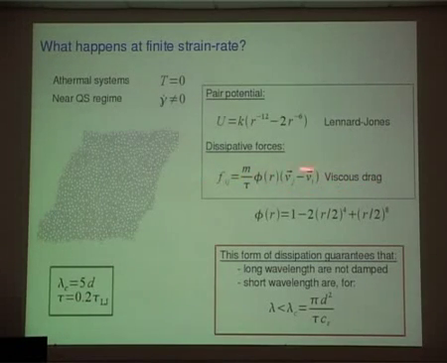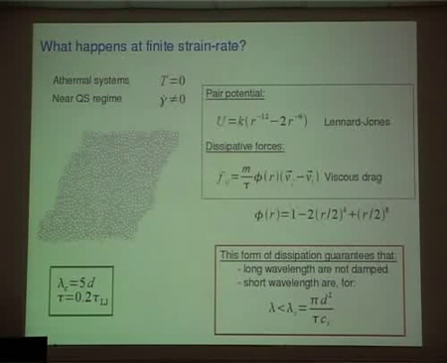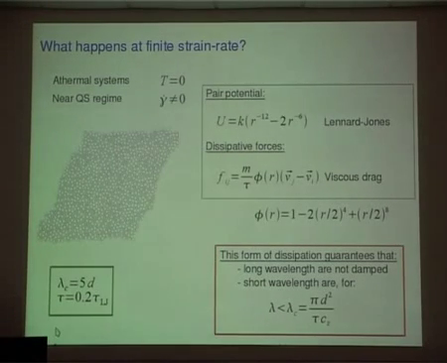And this can be done in various ways. And the correct way is to introduce here viscous drag, which is just related to the velocity difference. And the reason why this is correct is because this guarantees that you propagate sound correctly in your system. There are other ways, but they don't propagate sound correctly. Here, in this case, sound will propagate correctly.